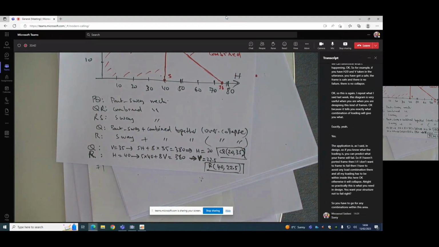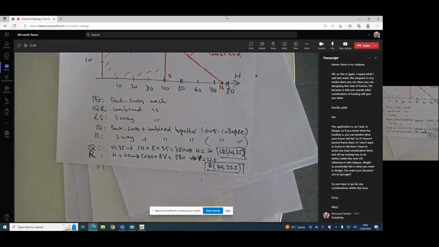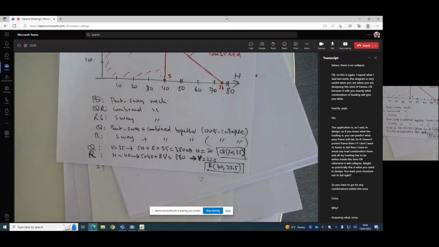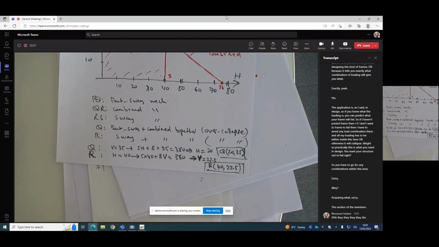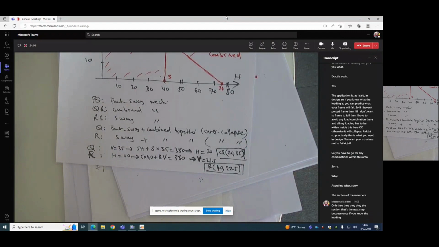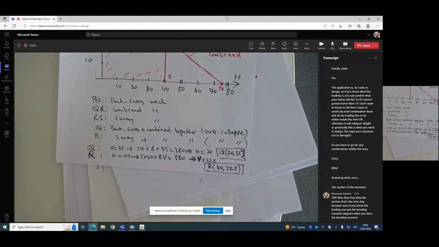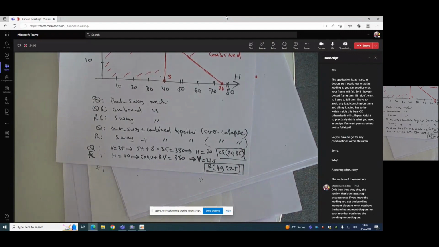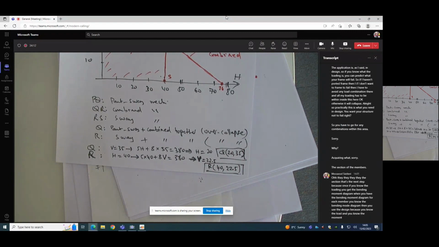Sorry? Acquiring what, sorry? The section of the members is asking how to acquire. Oh, the section, that's the next step. Once you know the loading, you get the bending moment diagram. When you have the bending moment diagram for each member, you use it in the design, because you know the load and you know the moment. So you have the two.